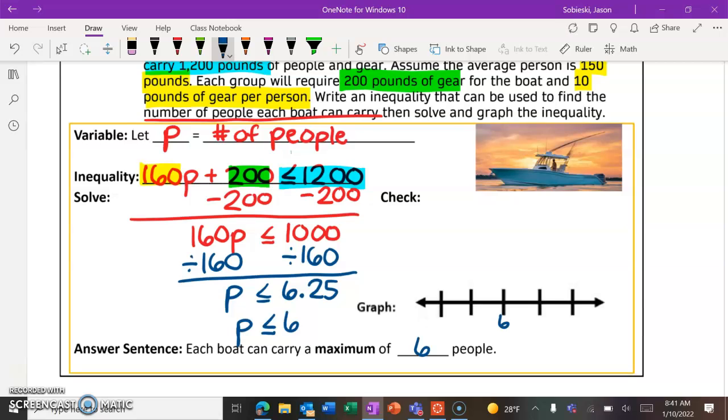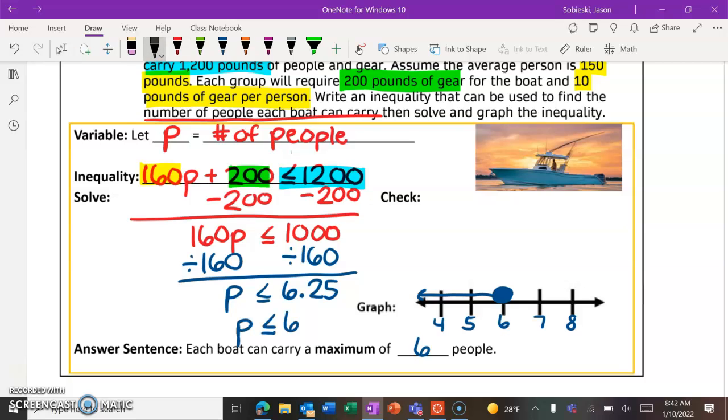So again, we'll do our little graph to show our solution set. This is going to be a closed circle with an arrow going to the left. So the boat can hold 6 people and can also hold any amount less than 6.